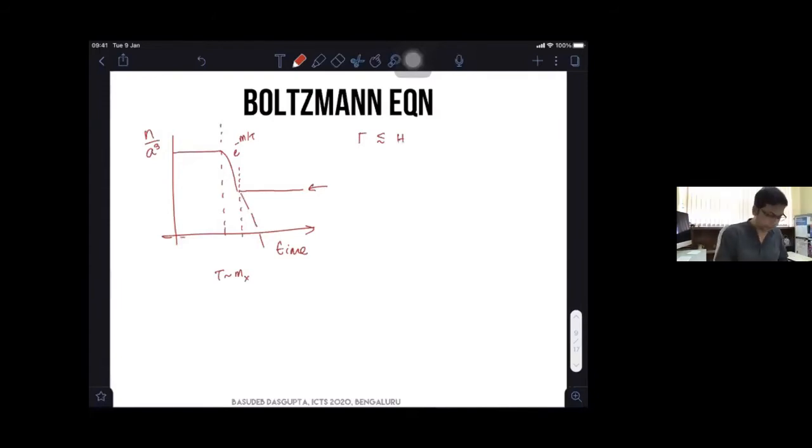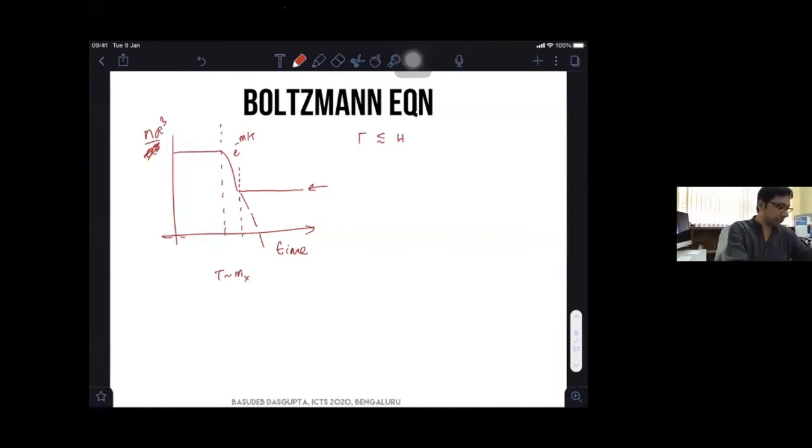Basudeb, just one comment from Raghu. I think you are plotting n times a cube, or yes. Yeah. So, yeah. Typo. Yeah. No. Thanks. Good.